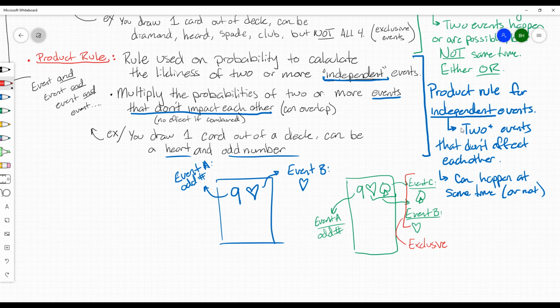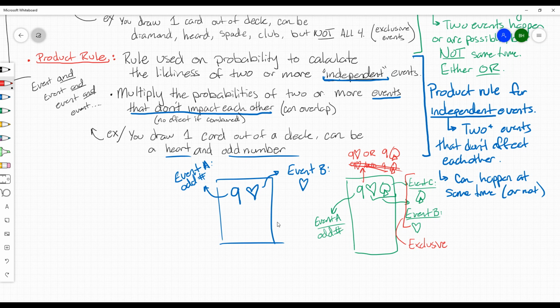Because I can't have a heart and a spade at the same time, I can have a 9, yes, but this would have to be either a 9 of hearts or a 9 of spades. I can't have this be a 9 of hearts and a 9 of spades. These two are mutually exclusive. Because I can't have both of them at the same time, I can't ever have that second situation happening.